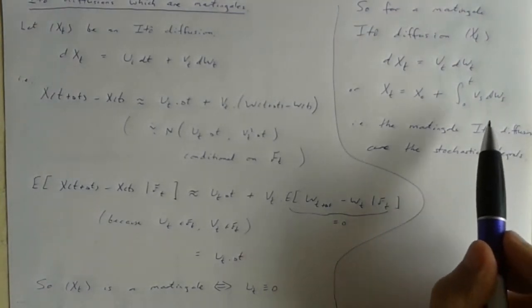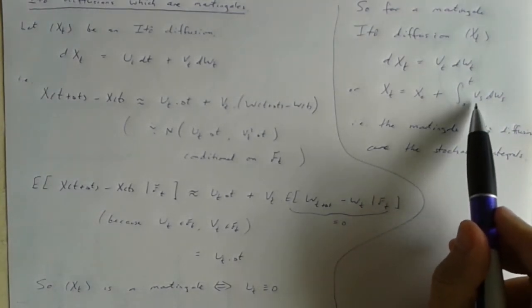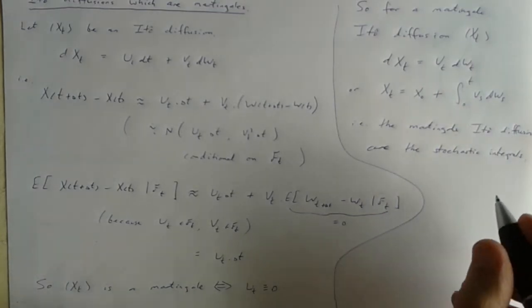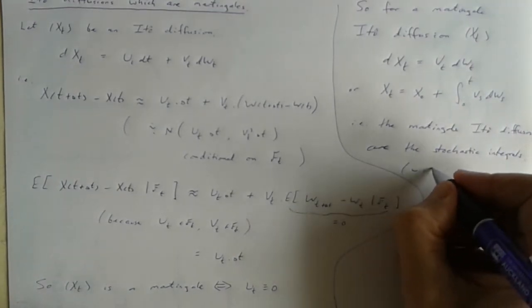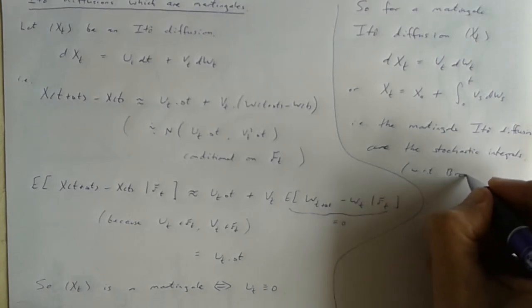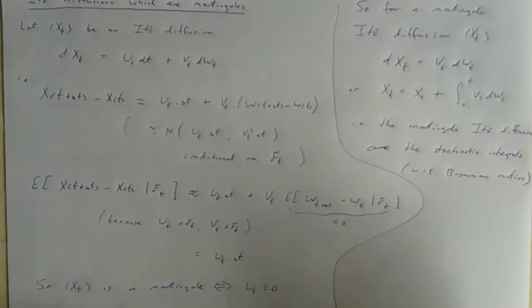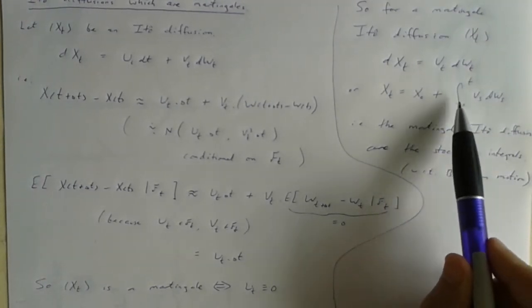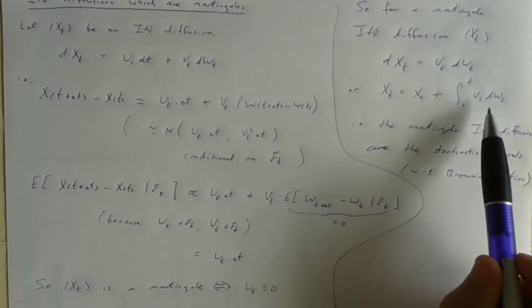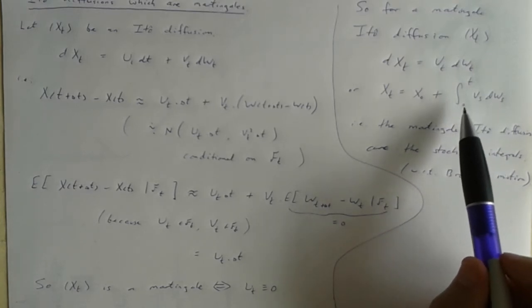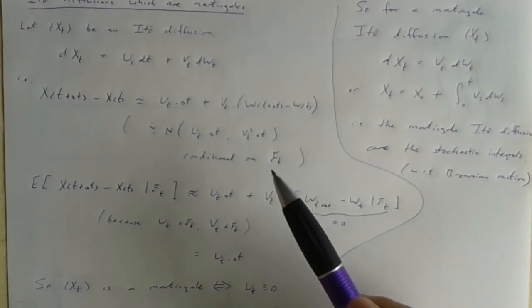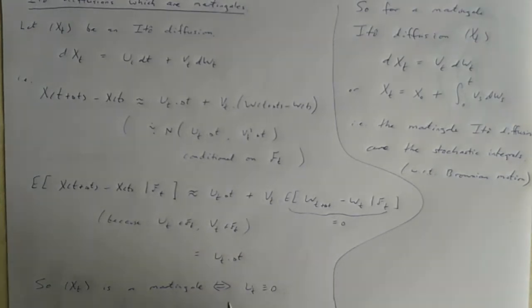So the processes that are made like this by taking a stochastic integral with respect to a Brownian motion, I should say stochastic integrals with respect to a Brownian motion as the integrator, things like this, they are martingales, and they are exactly the martingale Ito diffusions. In particular, remember the key property of martingales is that their expectation is the same at every time.